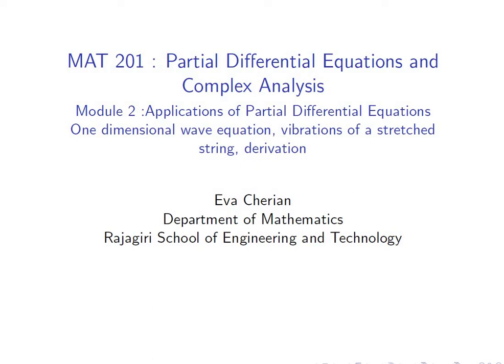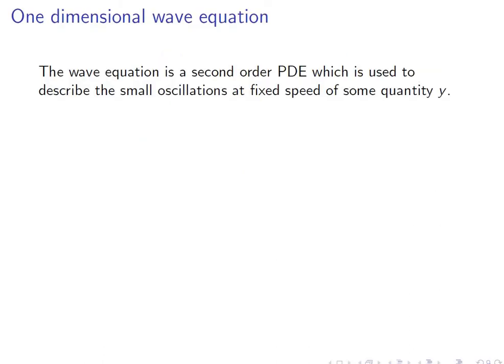In this lecture, we will look at the one-dimensional wave equation and derive it by considering the vibrations of a stretched string. So the wave equation is a second-order partial differential equation which is used to describe the small oscillations at fixed speed of some quantity y.